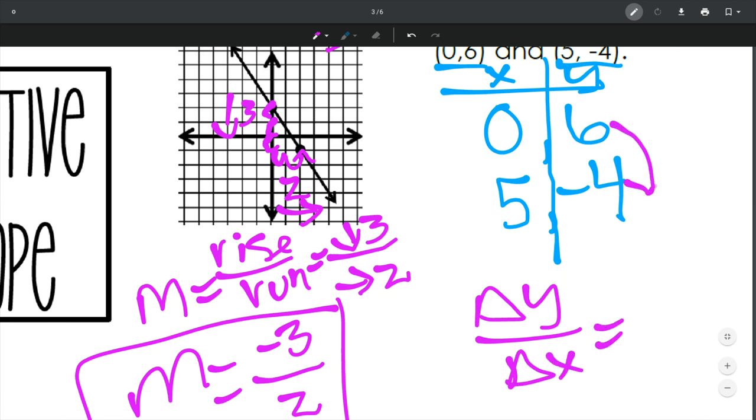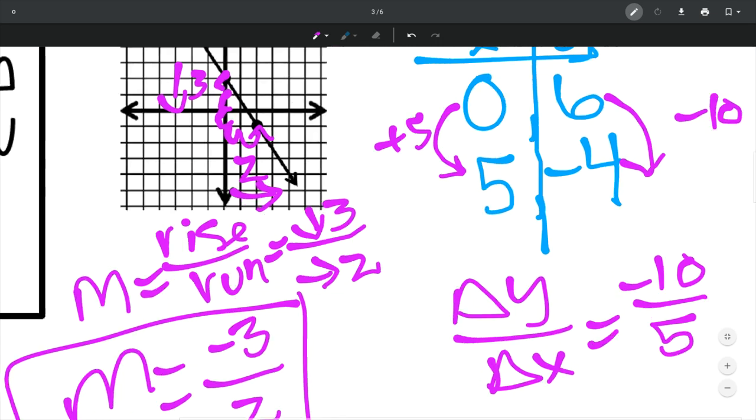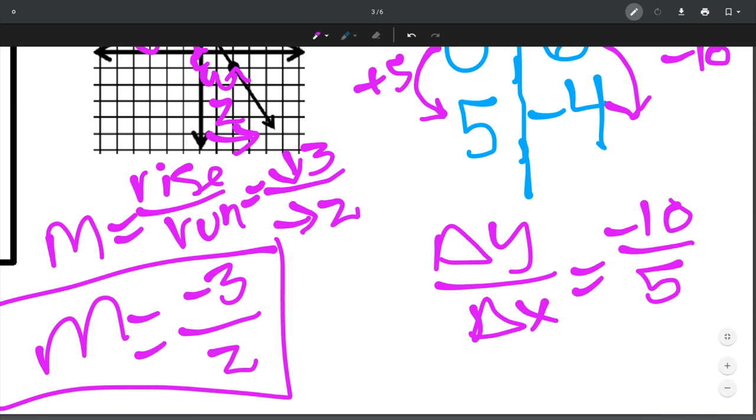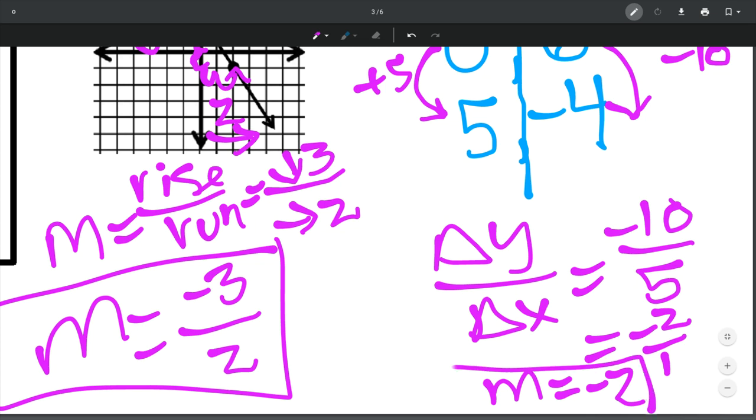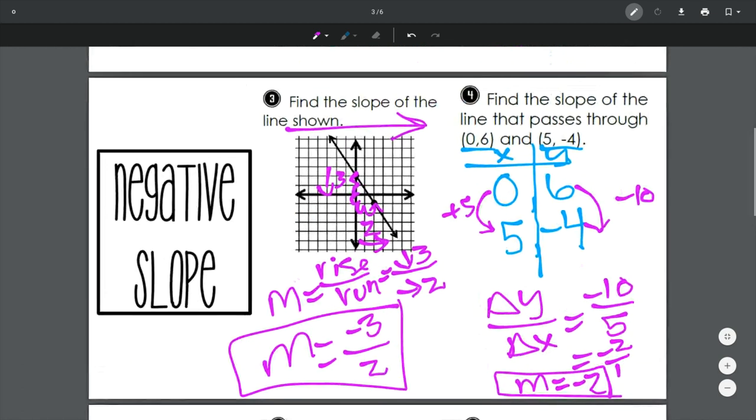So from 6 to -4, you are going to be subtracting 10, which is your change in y. From 0 to 5, you're adding 5. Now, -10 over 5, yes, you've got the right numbers, but you still need to simplify. And -10 over 5 simplifies to -2 over 1, which is really just -2. And that's how you would end up working it for a negative slope.